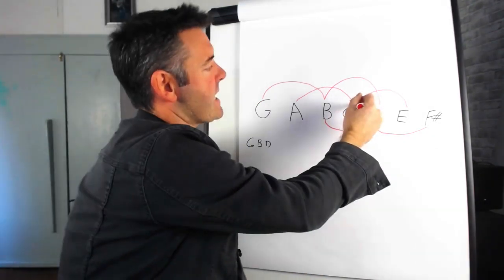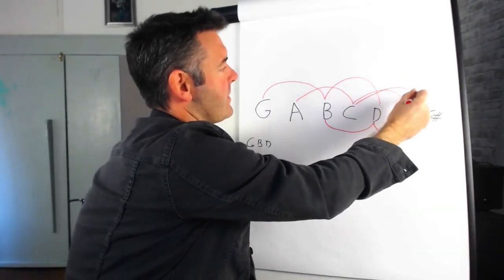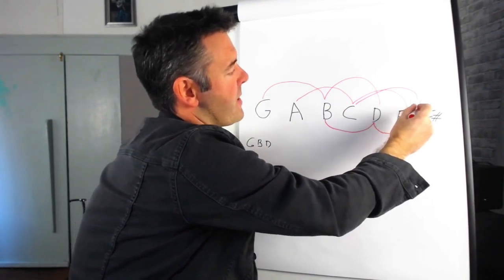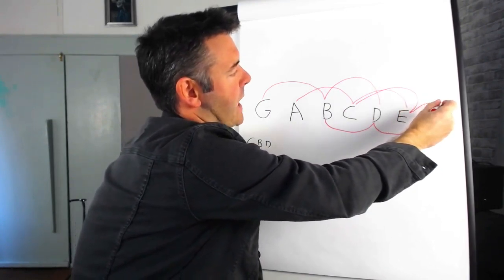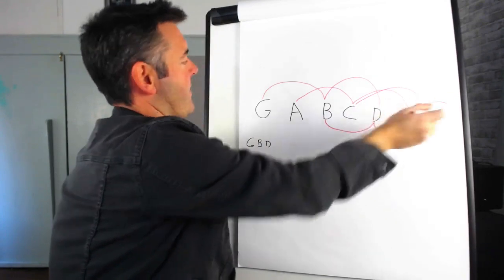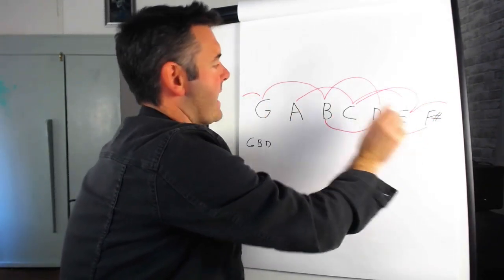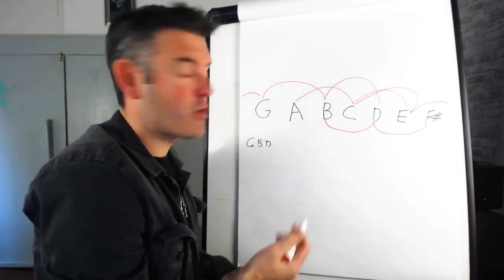Next one, C. We're going to hop over D and land on E. Then we're going to hop over E. From E, hop over the F sharp, and imagine the scale repeats again. We're going to hop over F sharp and land back on G. So that gives us C, E, and G for our next chord.